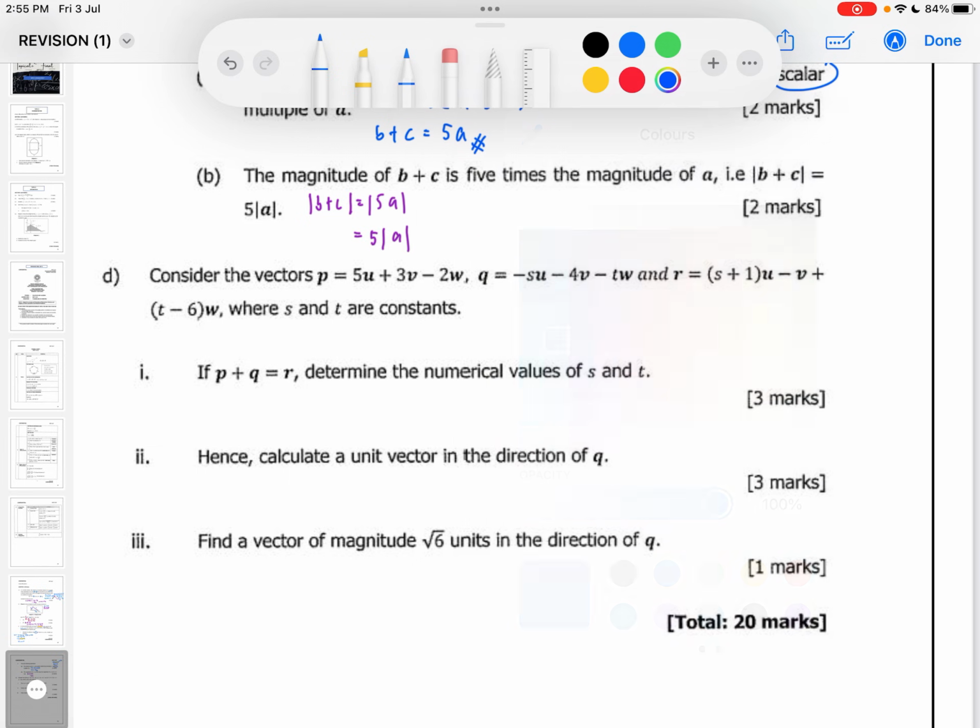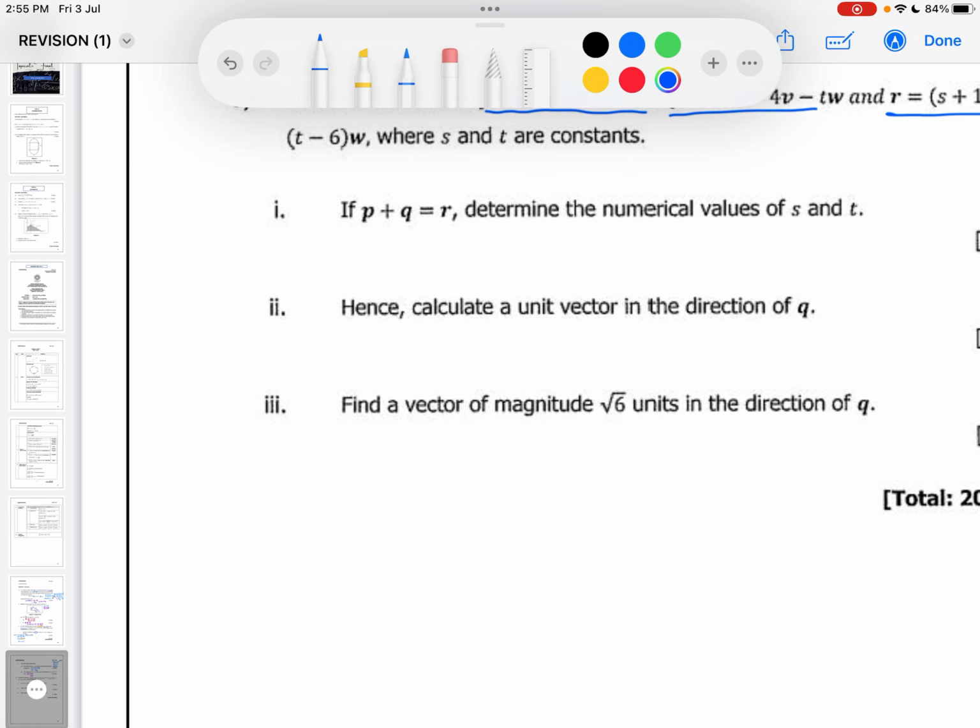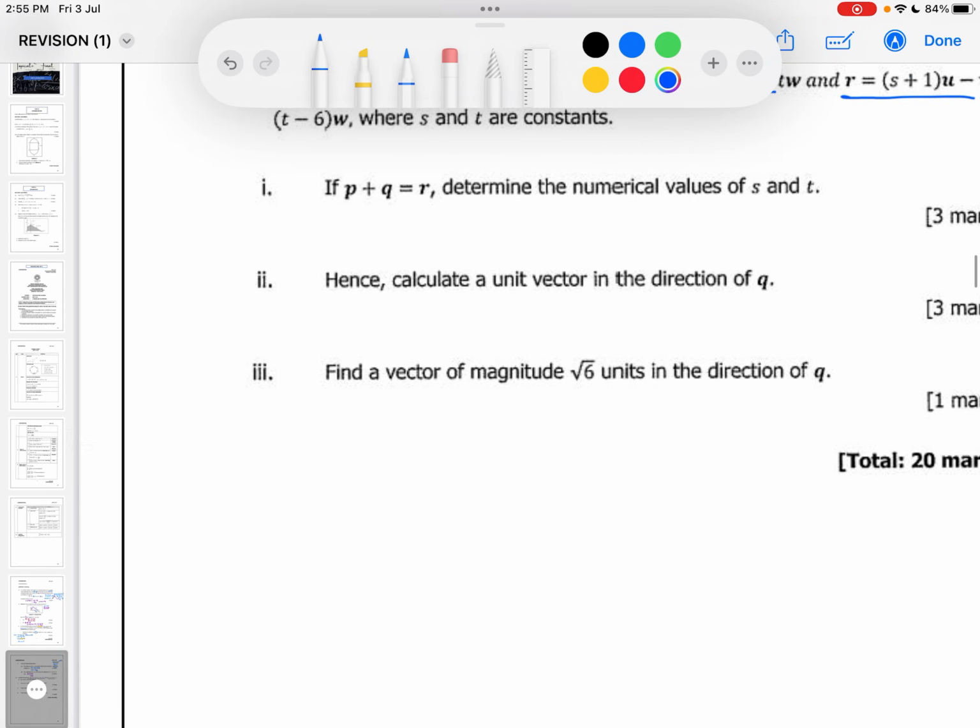Now let's do D. Consider the vectors P equals 5U plus 3V minus 2W, Q equals negative SU minus 4V minus TW, and R equals (S plus 1)U minus V plus (T minus 6)W, where S and T are constants. If P plus Q equals R, determine the numerical values of S and T. So basically, let's just add P and Q first. Is there space here? Okay, I'll do it down here. P plus Q.